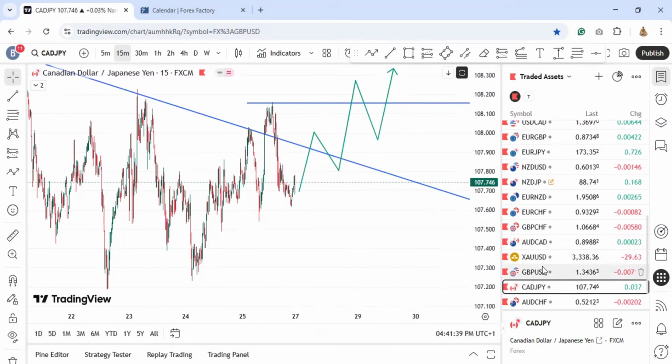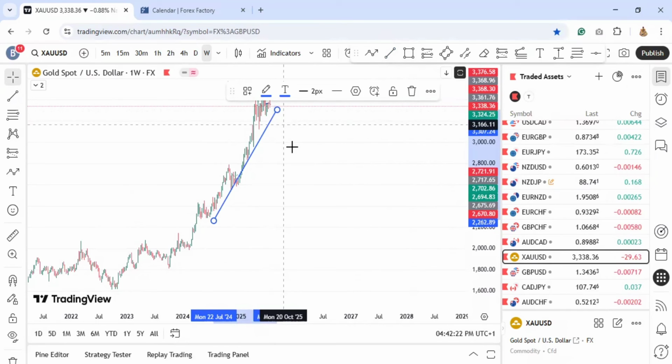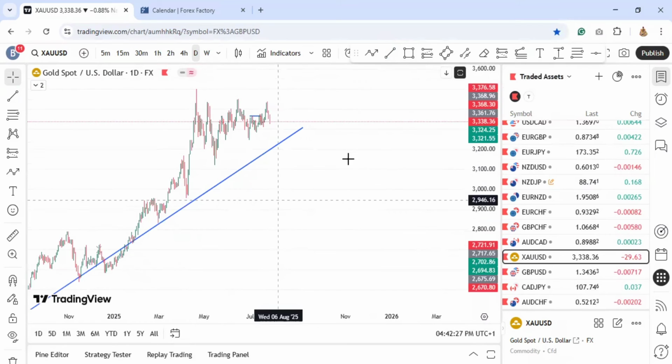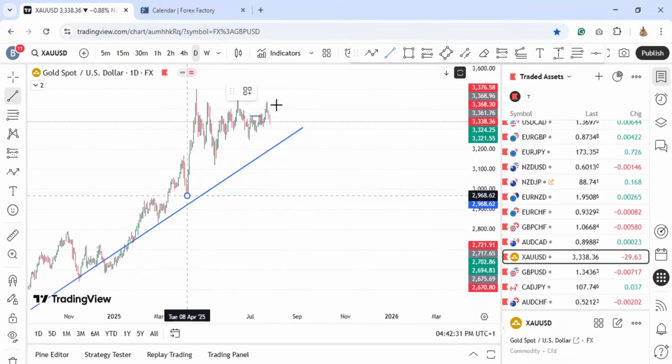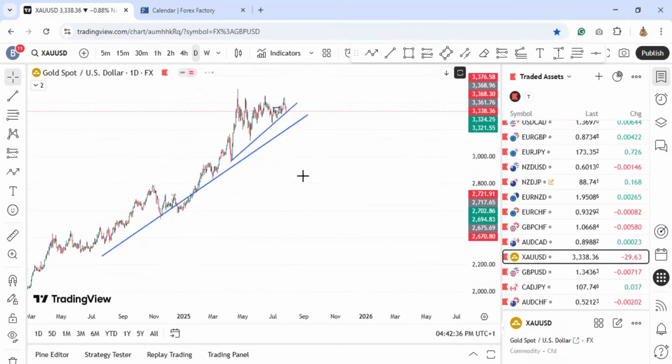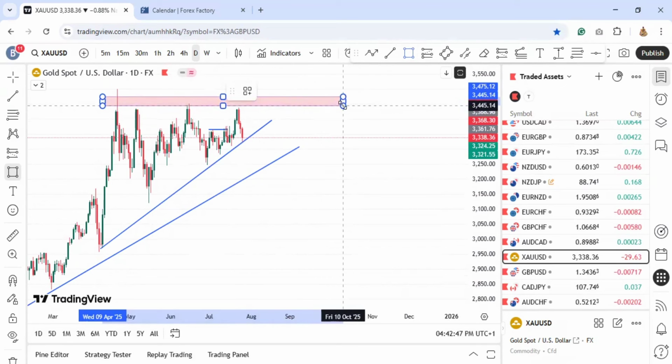I will now go over to gold. So gold has been bullish on the weekly time frame. We can see when we go to the daily time frame, we are also still bullish, and price is at a major supply zone currently. So we are going to be careful with gold to know the direction where gold is heading to, because this is a supply zone.